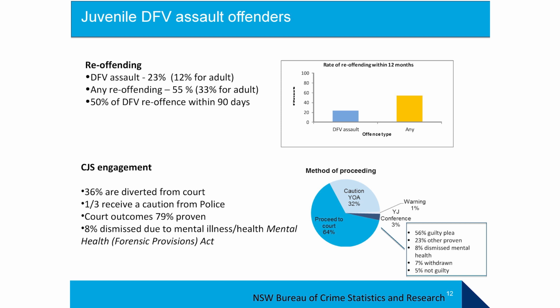So about two-thirds proceeded to court, and of those who did go to court, the vast majority had a proven offence. But what is interesting to note is that about 8% of those who went to court had their matter dismissed under the Mental Health Act. I'll touch on this again in a few moments in another slide.